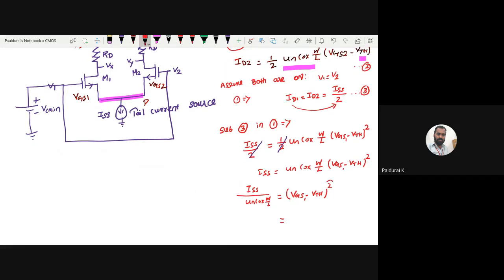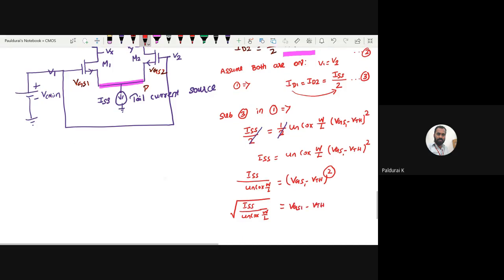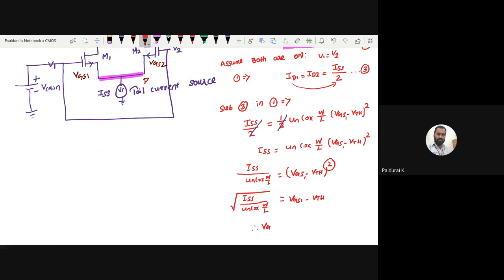So in order to remove the square, you take a square root. So it becomes the square root of ISS over mu n Cox W over L, which equals VGS1 minus VTH. I'm looking for VGS1, therefore VGS1 equals the square root of ISS over mu n Cox W over L, plus VTH. Okay, so this is the value for VGS1.